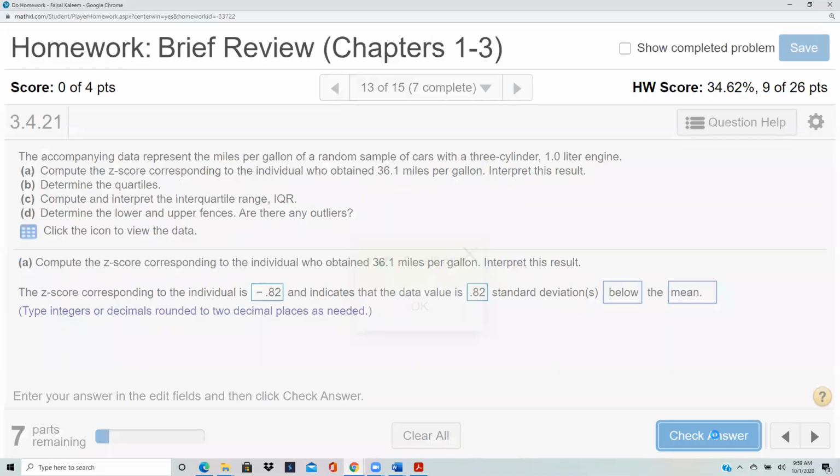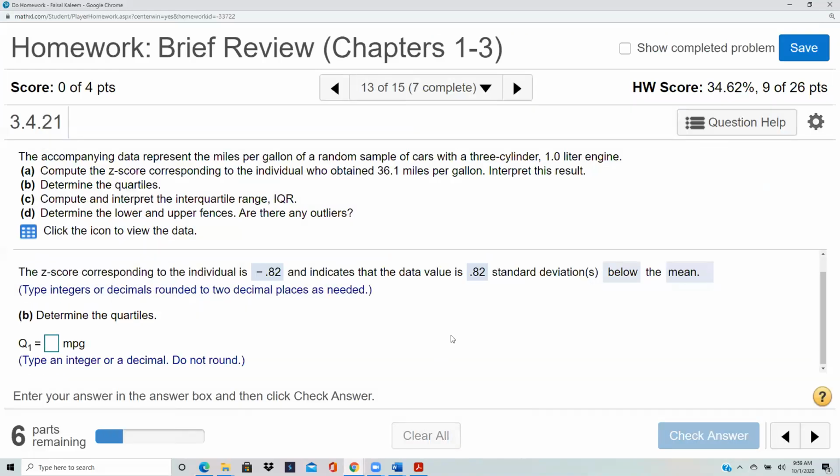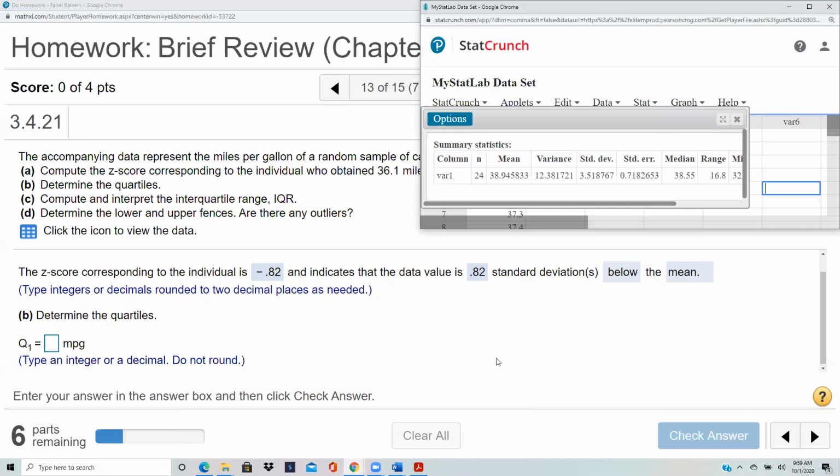Okay. And the quartiles are also there in StatCrunch, right? Yes. Okay. So the quartiles were 36.8 is the first quartile. Where's the second quartile? The median. So 36.8, 38.55, and 40.9.